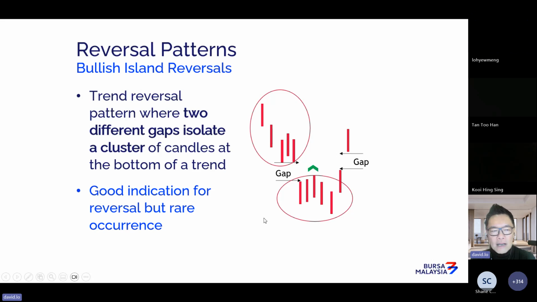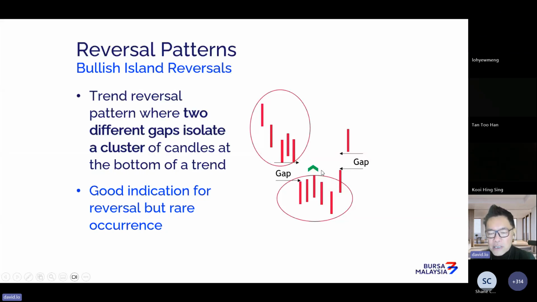Okay, next, another reversal pattern called a bullish island reversal. These formations are less common, but it does happen. And when it does happen, you will form this fractal pattern, right? So there are gaps. Basically, the market, when it traded and opened the next day, traded without passing through a certain price range.